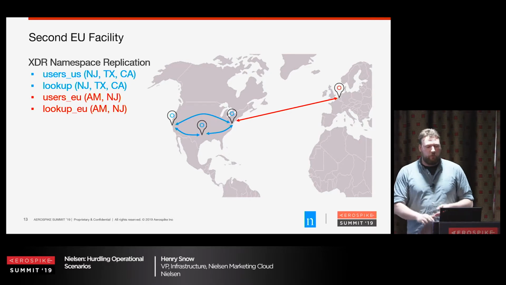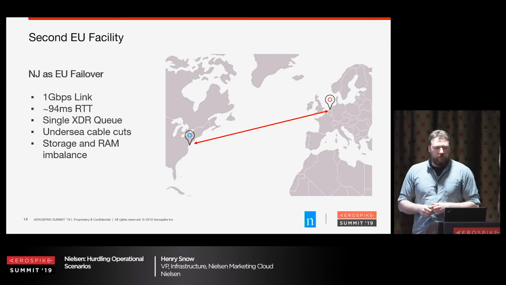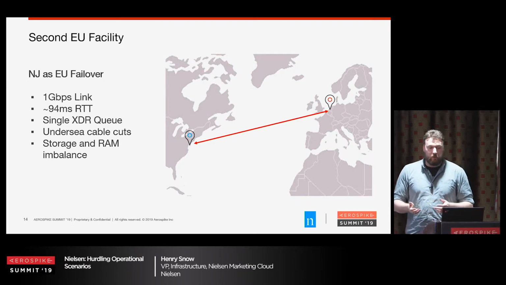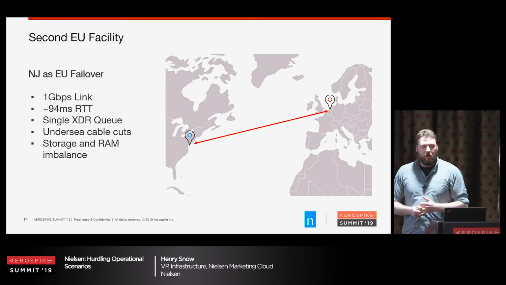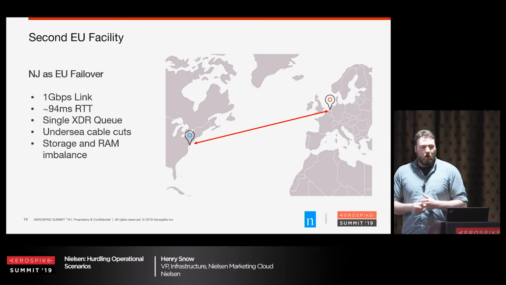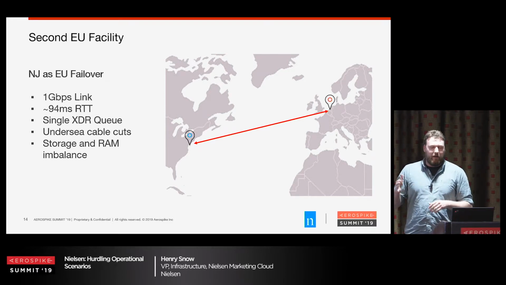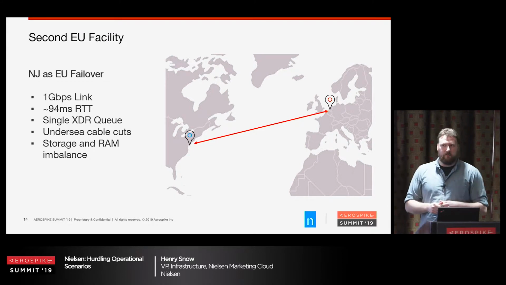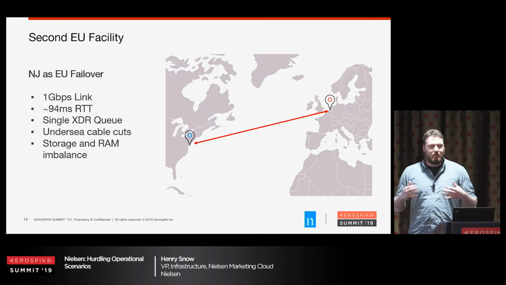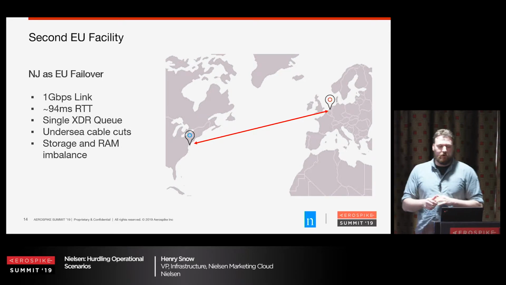It worked pretty well for a while, but there are a couple of issues. One is you have a pretty limited link between, or we were paying for a limited link between, the 2 facilities. You had about 94 milliseconds of latency. For reference, New Jersey to California is typically in the 70s, let's call it, and then to Dallas is about 34, I believe, from New Jersey. So this was a pretty significant increase in latency for any sort of outbound XDR from New Jersey.